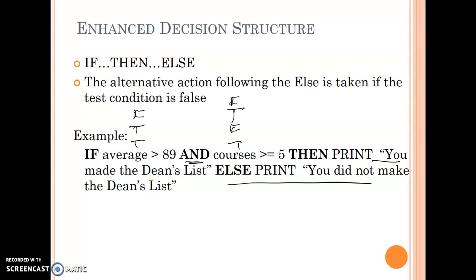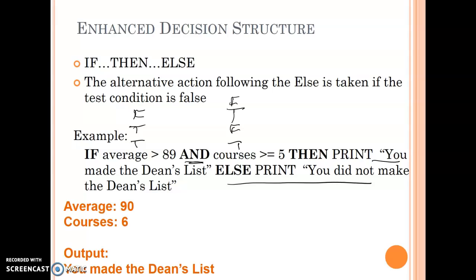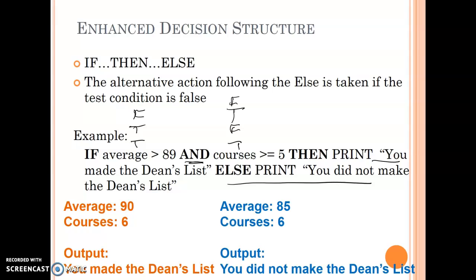So we've taken a look at the and, the or, and the enhanced decision structure as it relates to the relational operators in testing a condition. In this case, again, the idea that average is 90 and courses is 6, I've made the dean's list. But if average is 85 and courses is still 6, I didn't make the dean's list.